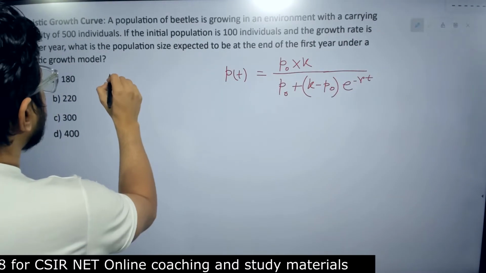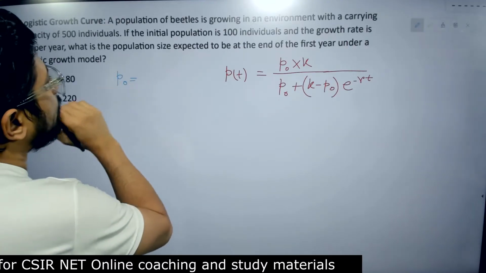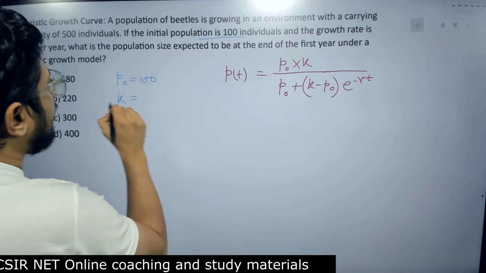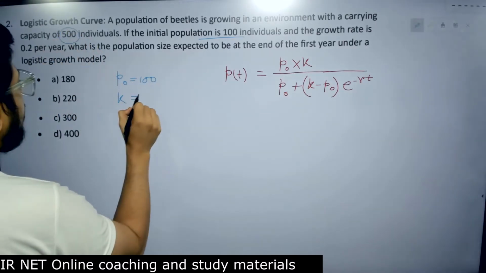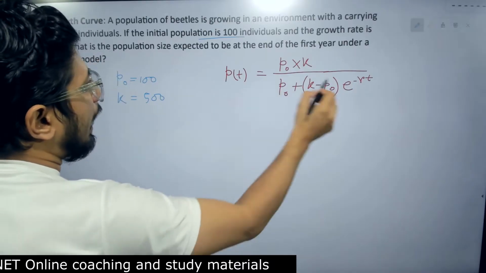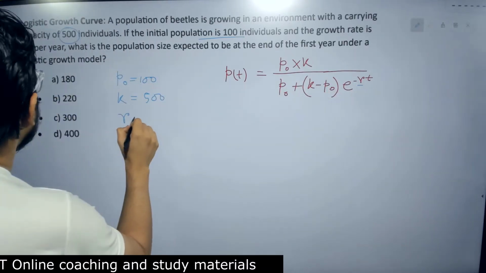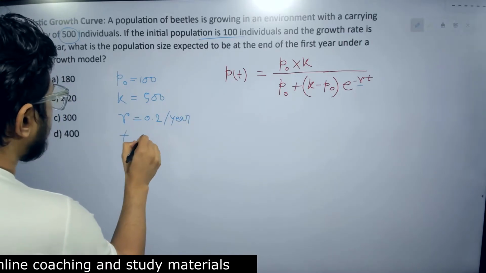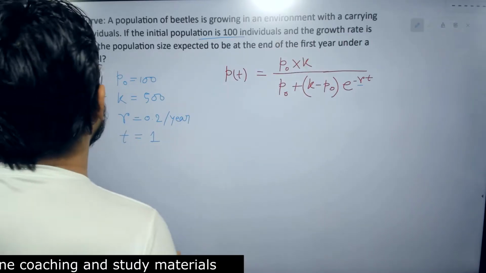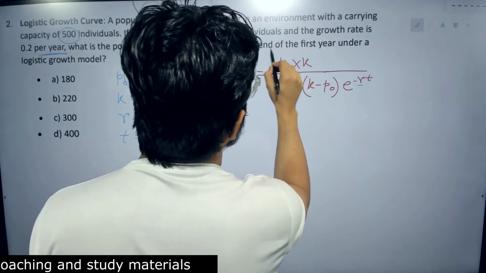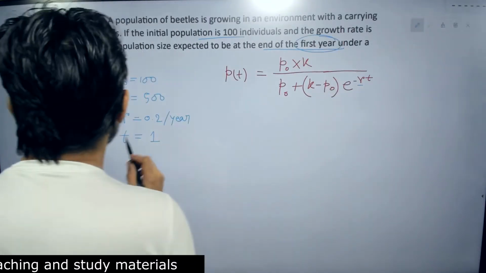They have provided P0, the initial population size, which is 100 individuals. They give us the carrying capacity, or K value, which is 500 individuals. They also gave us the value of R, the growth rate, which is 0.2 per year. And the time T that they gave is 1 year. The time frame is provided per year, and it asks for the population size at the end of the first year, so the T value is 1.